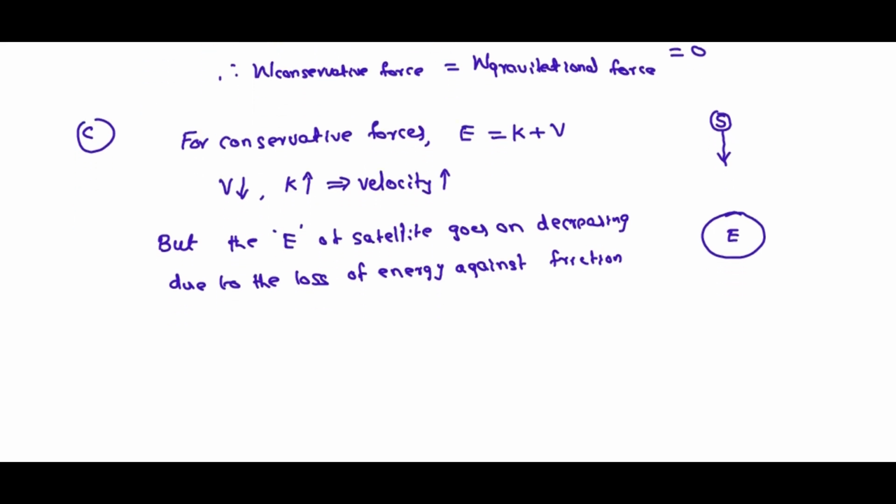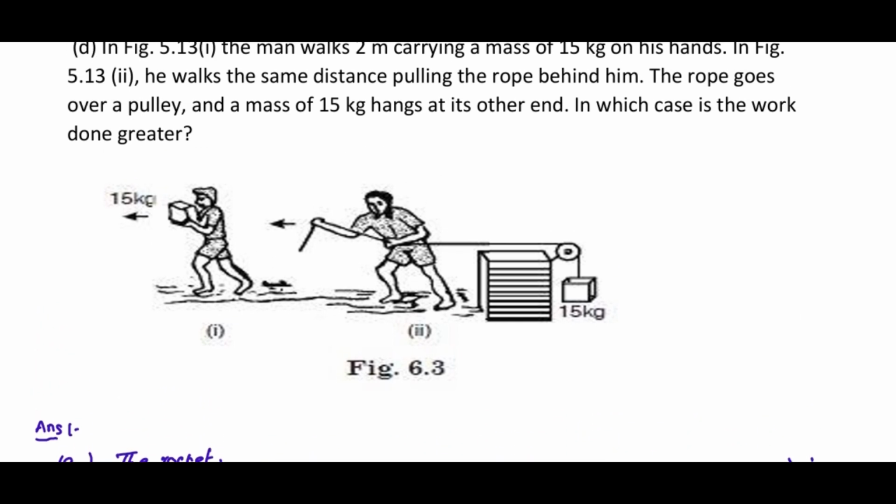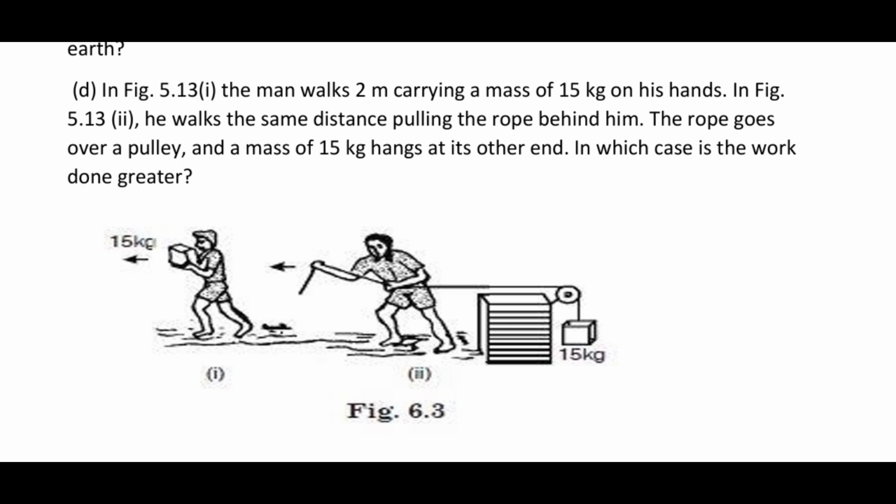Coming to D. In figure 5.13, the man walks 2 meters carrying mass of 15 kg on his hands. In figure 5.13b, he walks the same distance pulling the rope behind him. The rope goes over a pulley and mass of 15 kg hangs at its other end. In which case is the work done greater?